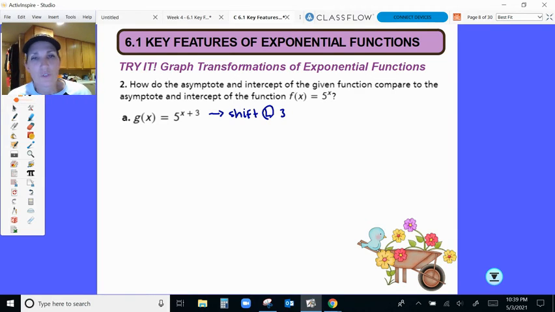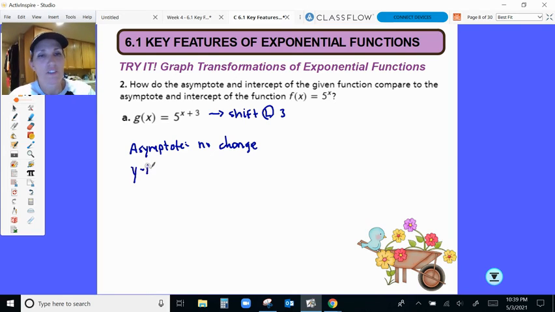So what does that do to our asymptote? Our asymptote does not change. No change, because it still just approaches y, nothing changes there. We didn't move it up and down, just left and right. But our y-intercept, however, is going to be a different story. Because if we shifted it left 3, we plug in 0 here, so 5 to the 0 plus 3, that's 5^3. And what is 5 cubed? 625?